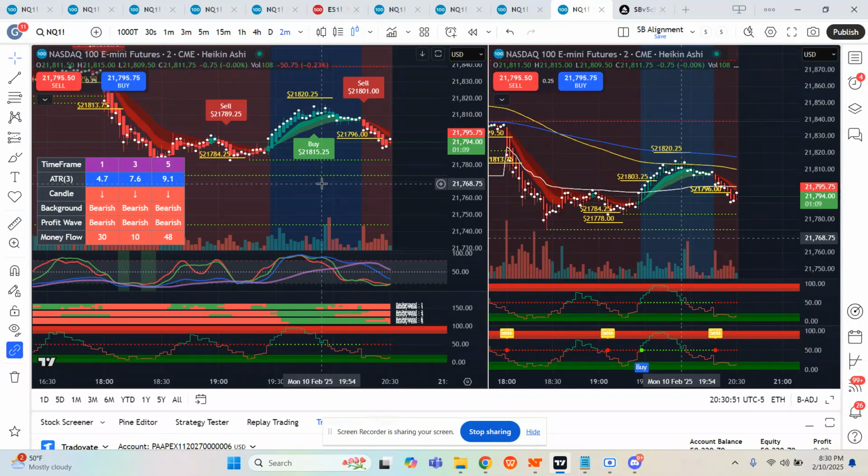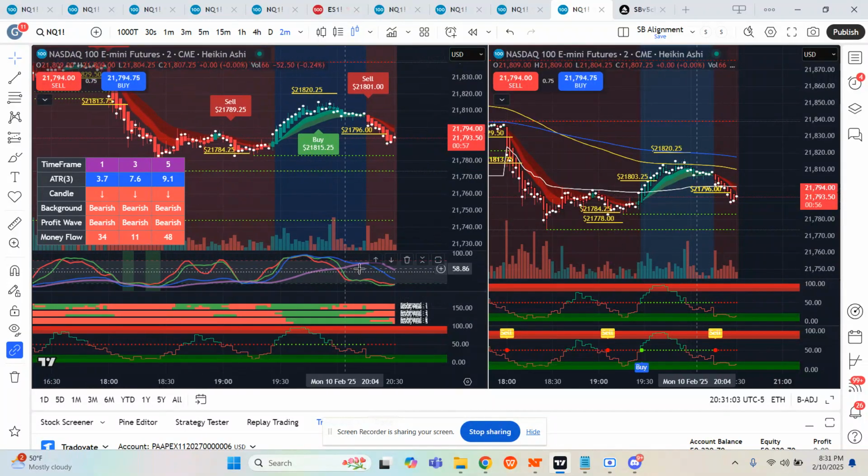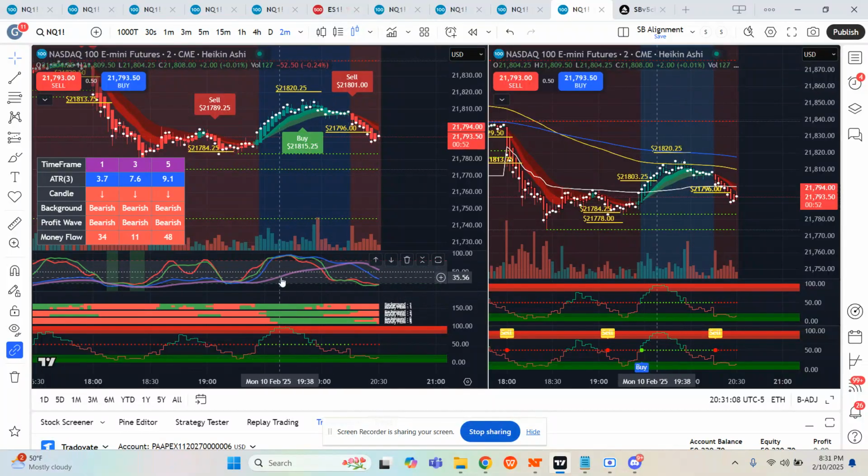So, not a bad trade at all. Looks like we just got an alignment sell about 15 minutes ago to go short to the downside. So yeah, that's how you're looking for the same thing. And keep in mind, this 60 is your room.